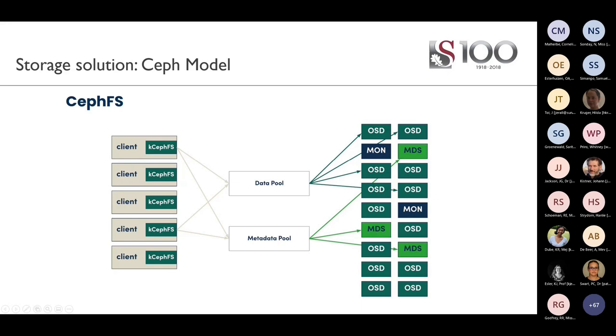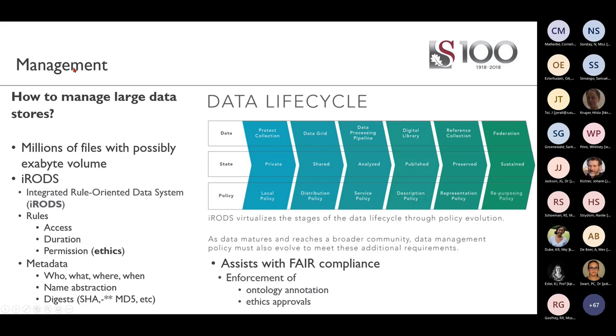So that's important. Then we get to management, how we're going to deal with this. We are probably going to have millions of files with eventually exabyte volumes. So this is going to be a problem. We intend to put an iRODS layer on top of that. It's an integrated rule-oriented data system. It has rules about access duration, and you can even include rules that require that ethics information be obtained, and you can even require that before the data are deposited, so that you can ensure institutional compliance.